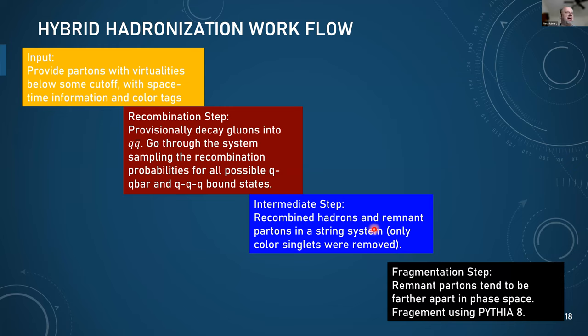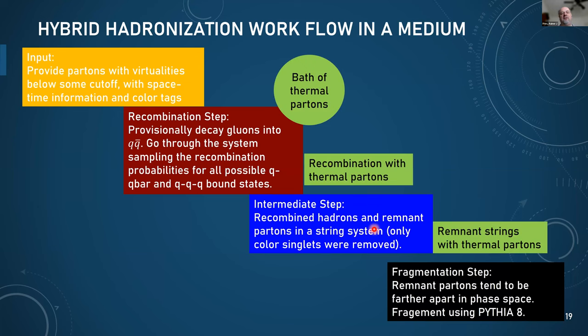Now, the big advantage that hybrid hadronization has over pure string fragmentation, which you can also do in JETSCAPE, is that it's easy to introduce a medium. In addition to your shower partons, you have another source of partons, and that's the medium, so thermal partons. You typically sample the T equals TC hypersurface for these partons. You allow recombination between shower partons and thermal partons, very easy, using exactly the same mechanism. And in the string stage, strings can also connect to thermal partons. So you let it run, and you immediately get medium effects in your hadronization.